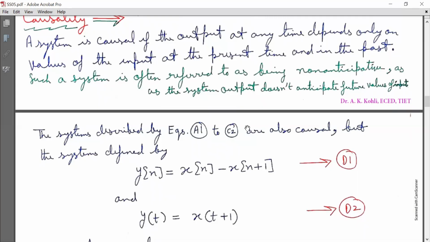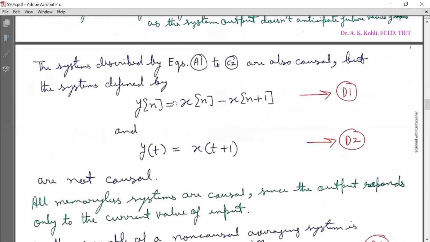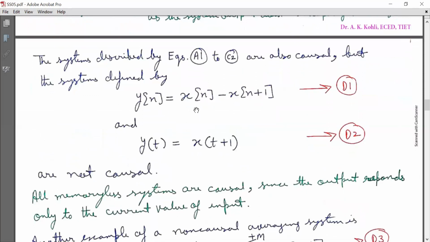The systems described by equations A1 to C2 are also causal, but the systems defined by equation D1, that is y[n] is equal to x[n] minus x[n+1], and by equation D2, that is y(t) is equal to x(t+1), are not causal, because x[n+1] is an advanced value of input, that is a future value of input. And here x(t+1) is a future value of input. So equations D1 and D2 both consider future values of input. So these are not causal systems.